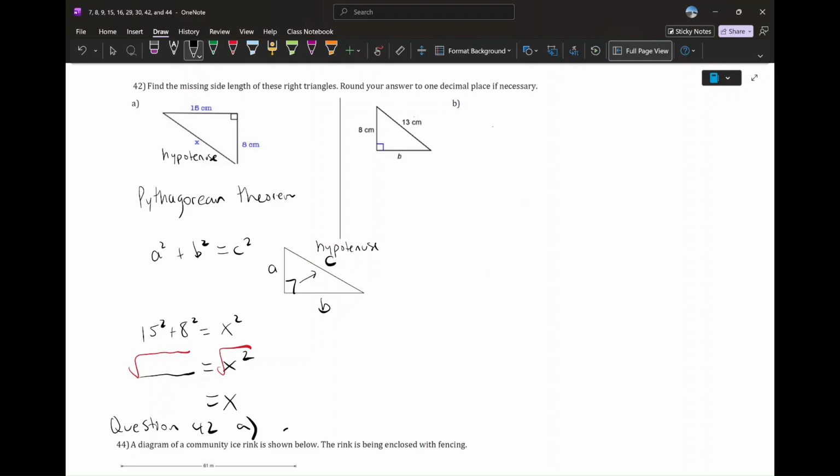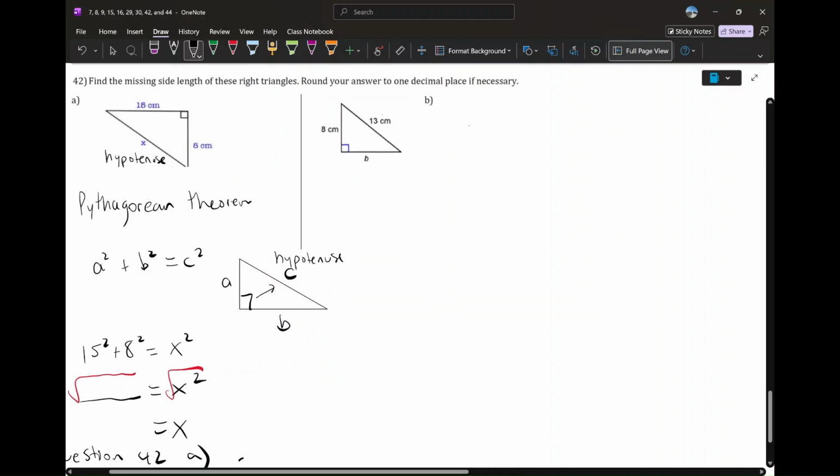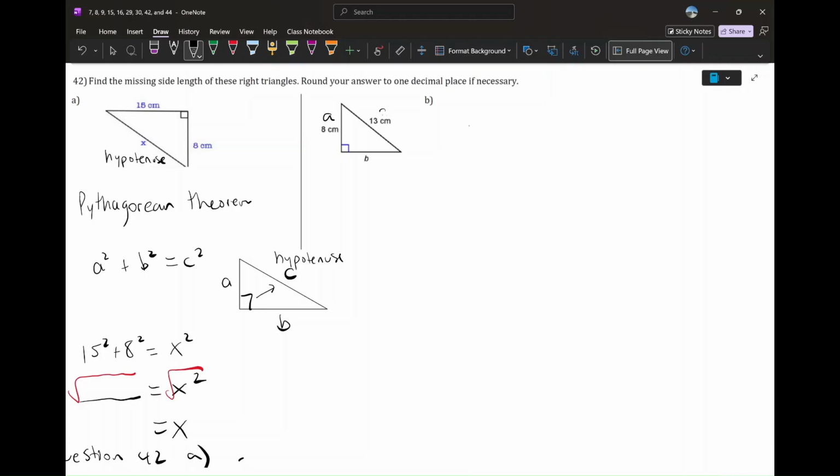Same thing for B. It's going to be similar. We can call this A. We got B already down there. We call this C because C is across from the hypotenuse. So we have a squared plus b squared equals c squared. Let's plug in what we know. A is 8. B, we don't know B, just leave it as B. And then C is 13.